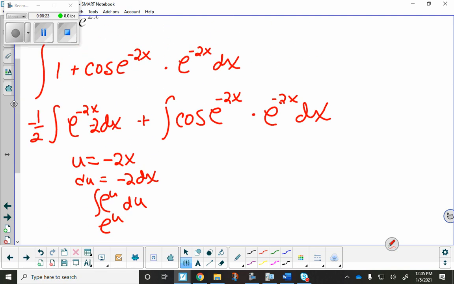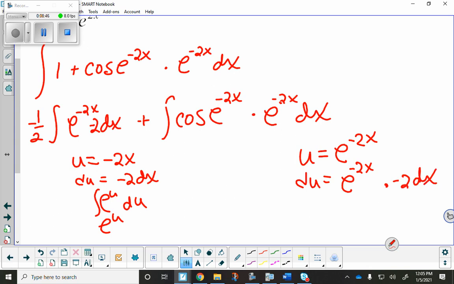Now let's look at this one. This time it is the cosine of e to the negative 2x. So I'm going to make my u e to the negative 2x. Well, that means du is equal to e to the negative 2x times negative 2 dx. So I need a negative 2 up here, which means I'm going to have a negative 1/2 out front.